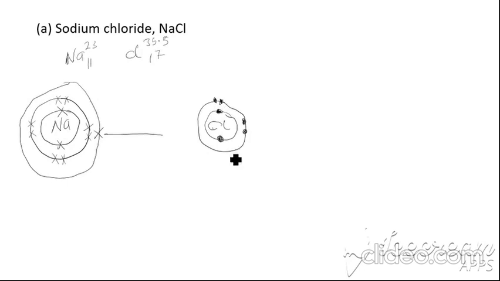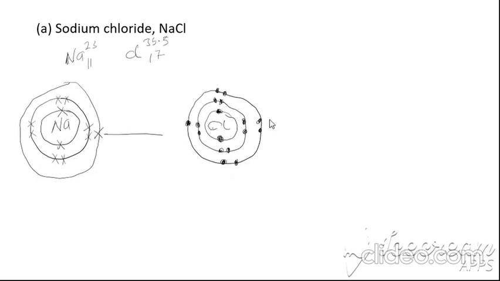So 4, 6, 8, like that. And then 8 plus 2 is 10. 10 you subtract from 17, you're remaining with 7 electrons. So 2, 4, 6, 8, also 2, 4, 6, then 7 here. So have you seen this one?